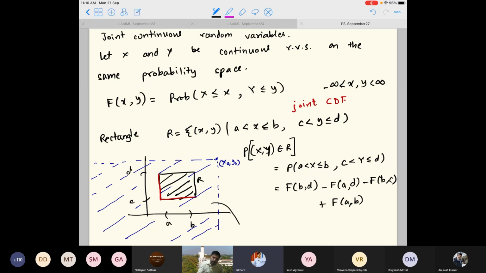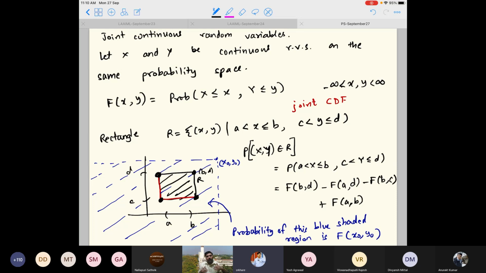So the probability of this part is basically F of a, right? So the probability of this blue shaded region is basically the joint CDF evaluated at the point (x0,y0). I hope you understand this. And once this is understood, then you can just see that at these 4 points I am really looking at what is happening, right? So at these 4 points of the rectangle, now you see this is the point (b,d). So a rectangle like this, then (a,d), then this part to the left is removed, and so on and so forth, right? So you subtract the area below c,d, you subtract the area below this point, right? So that is what you have to look at, right?